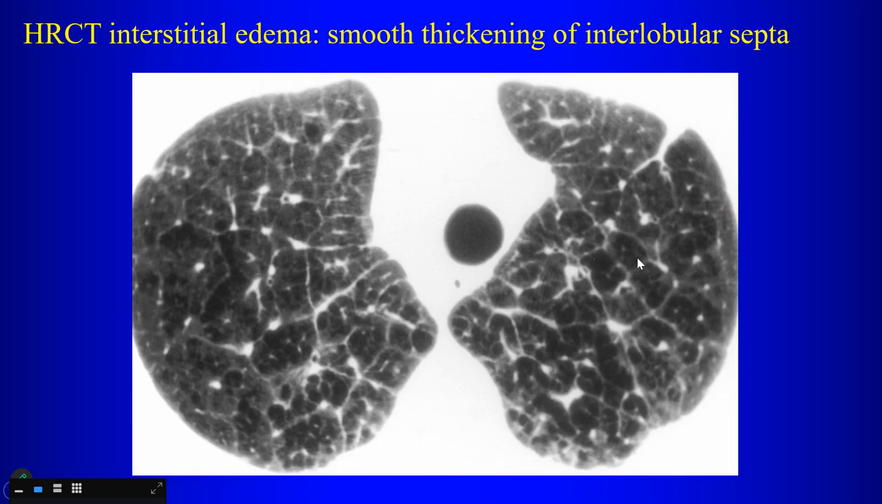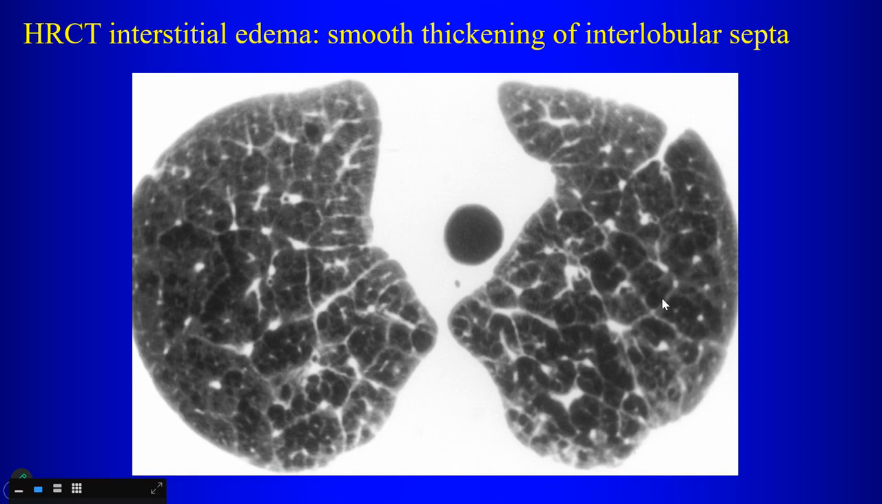What are these round things that are outlined very nicely when we have these thickened interlobular septae? What are those round things called? Those are called the secondary pulmonary lobules, right? So interlobular septae, when they're thickened, outline very nicely the secondary pulmonary lobule.